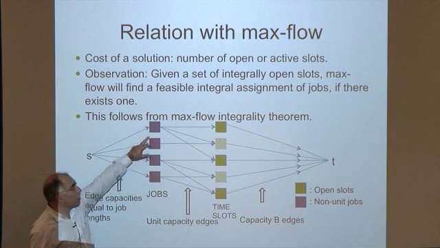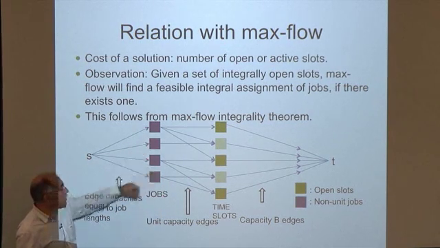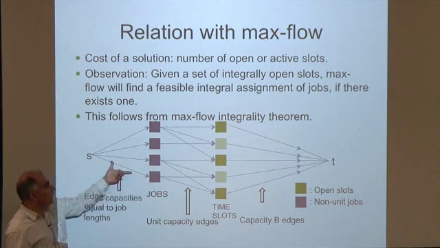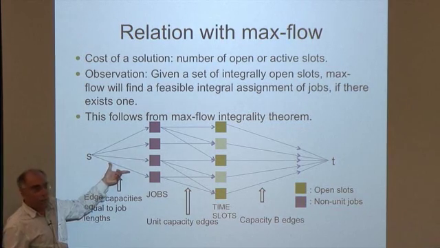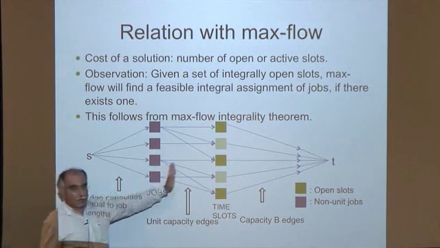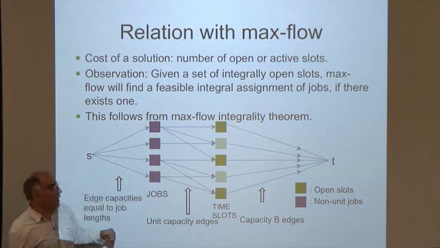For every job, we're going to create a node in this graph, and the capacity of the edge going from the source to the job is simply the processing requirement of that job, right? So if this job has length 3, somehow 3 units of flow will reach this node and somehow have to be sent back to the sink, and all 3 units have to be scheduled.